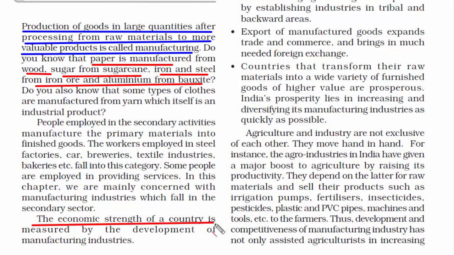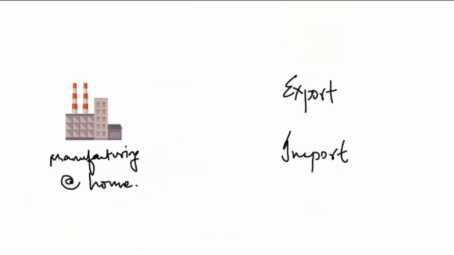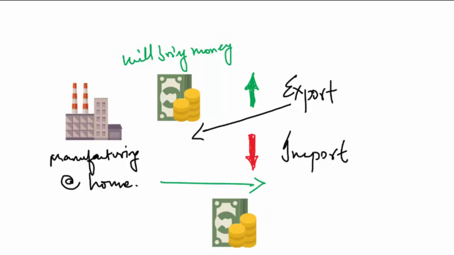Now this is an interesting line. The economic strength of a country is measured by the development of manufacturing industries. This is absolutely true because at the end of the day, you need to make things in your own house in order to earn profit. You cannot always depend on importing things. Well, you can import things if you have a lot of money.